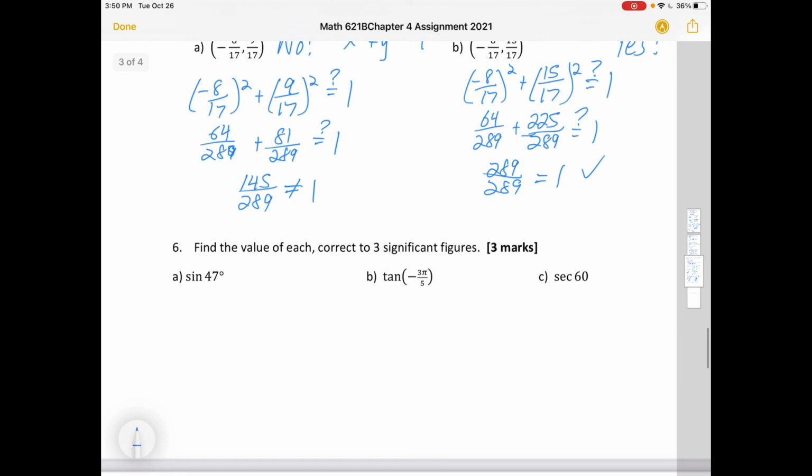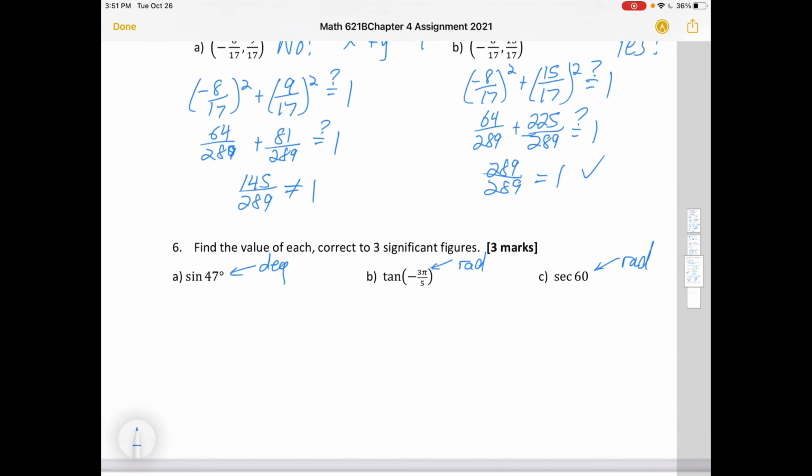Moving on, we've got sine of 47 degrees, tan of negative 3 pi over 5, and secant of 60. So the first two we should just be able to plug in. Notice this one's in degrees, this one's in radians, and this one's in radians. How do we know they're in radians? There's no degree sign. It's only in degrees if you have a degree sign.